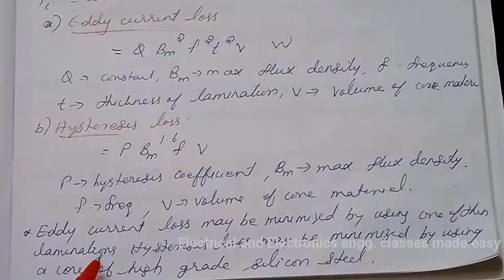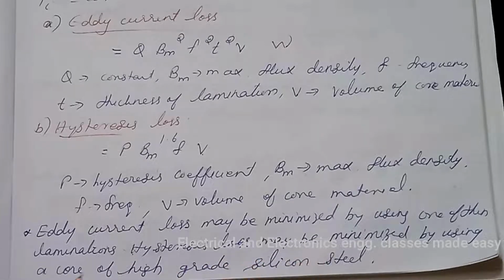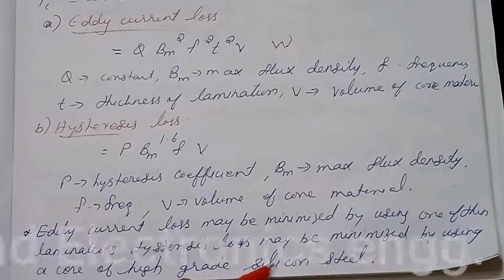Eddy current loss may be minimized by using thin laminations, and hysteresis loss may be minimized by using a core of high grade silicon steel.